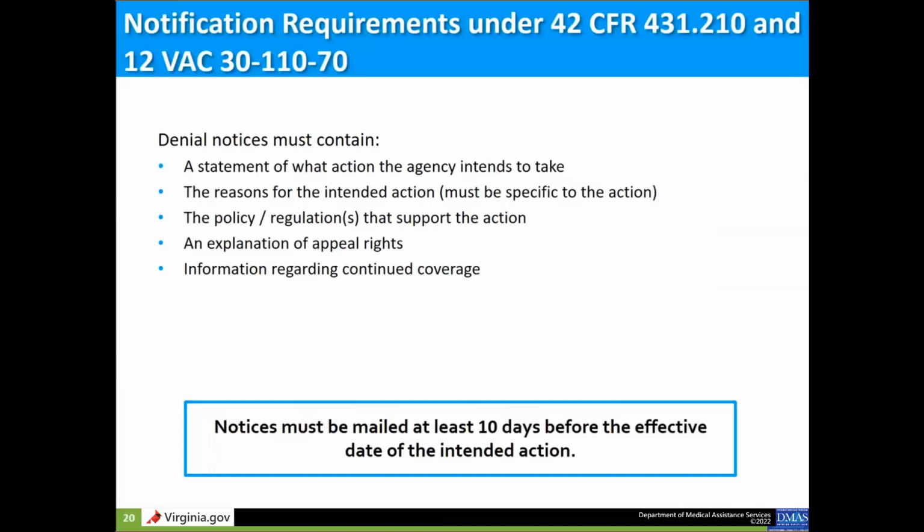Finally, the member must be provided information about the right to receive continued coverage in their original aid category throughout the appeals process. These notices are required to be issued at least 10 days before any of the proposed action is taken.